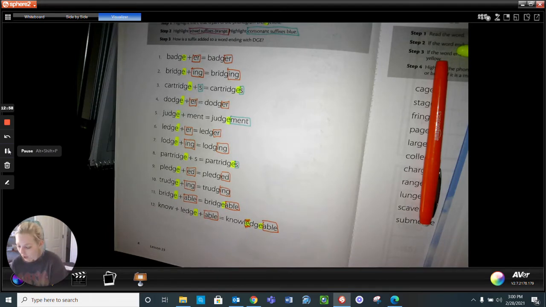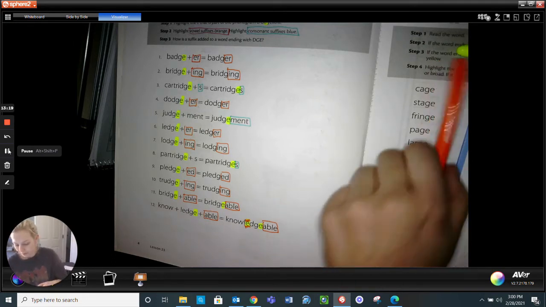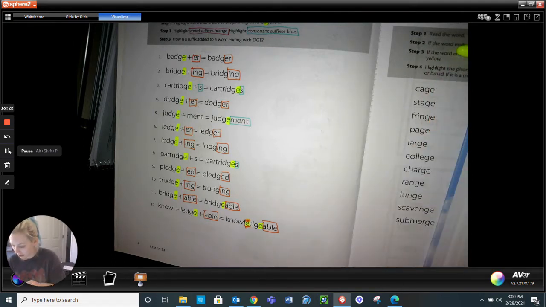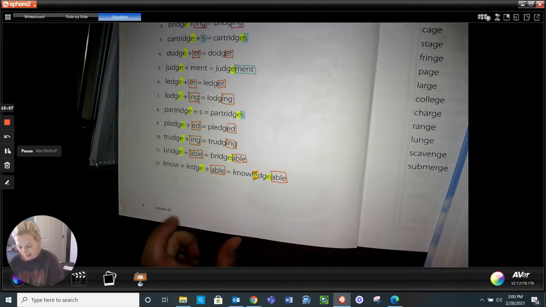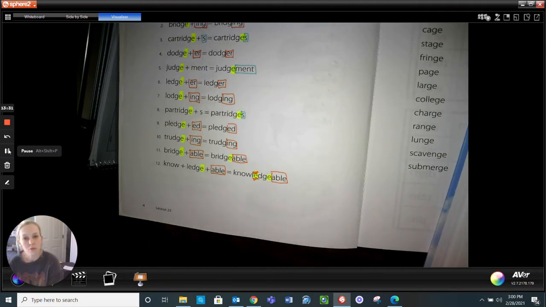All right, so what do you notice is occurring in these words? Well, I'll tell you. We are dropping the E when adding a vowel suffix only if it is allowed by the rule. G may soften to J only when followed by E, I, or Y. All right, let's look at knowledgeable really quick. What is the root word in knowledge?